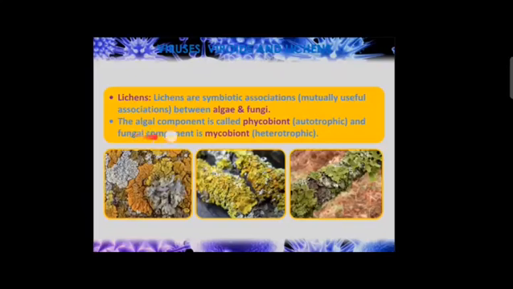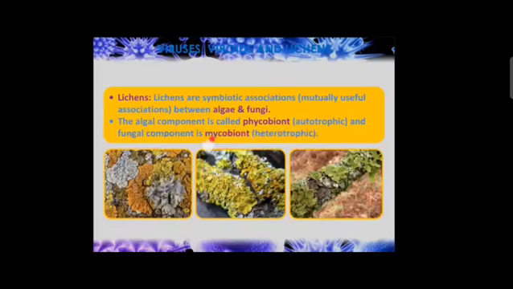So the algal component is called phycobiont. Whatever the algal part is there, it is called phycobiont. And the algal part or phycobiont is autotrophic, because algae have the green color pigment, they prepare their own food. So the algal part is phycobiont, which is autotrophic. And the fungal component is called mycobiont, and it is heterotrophic.